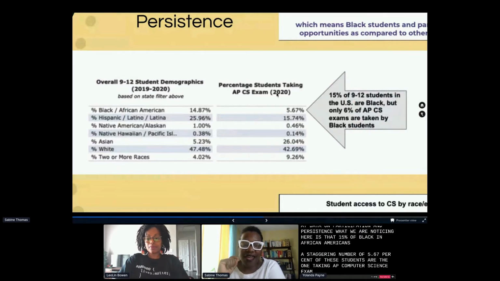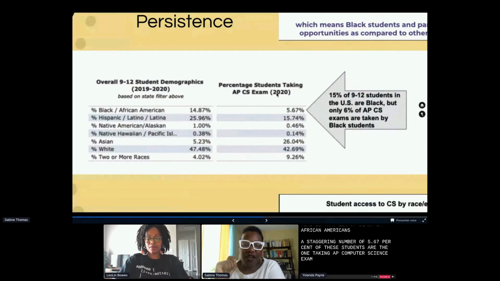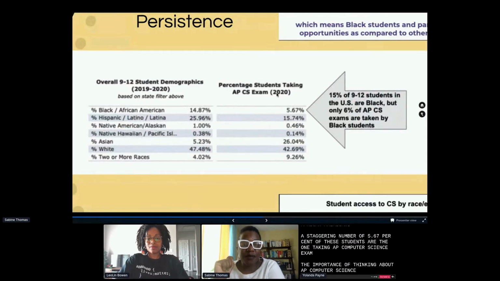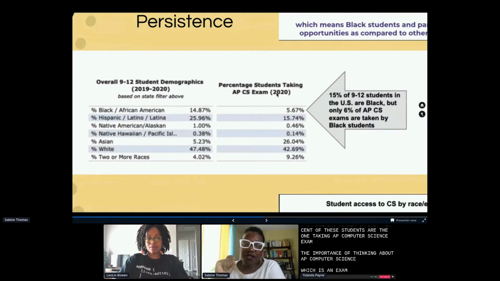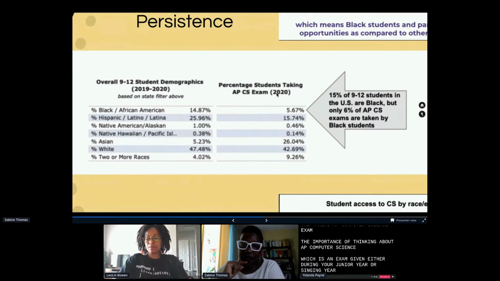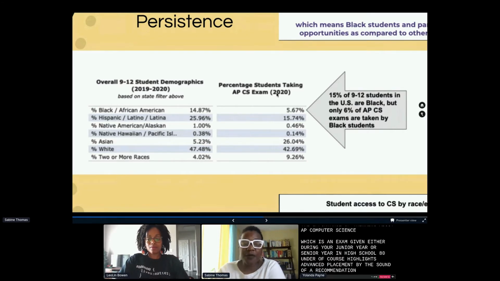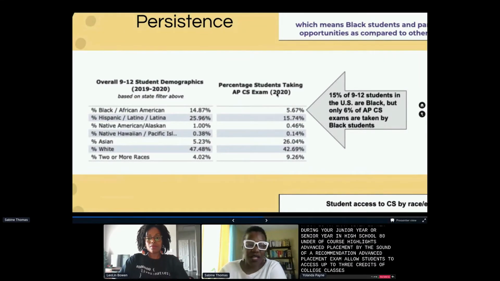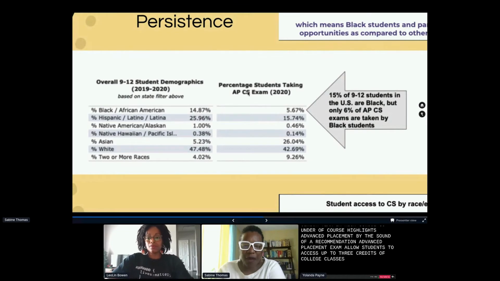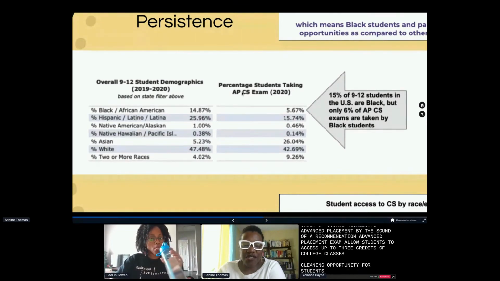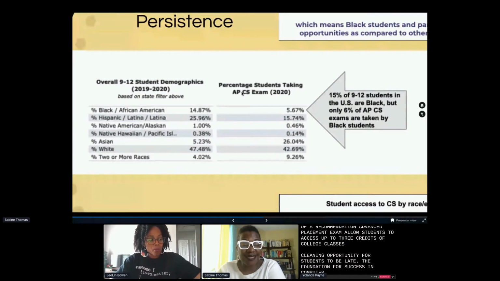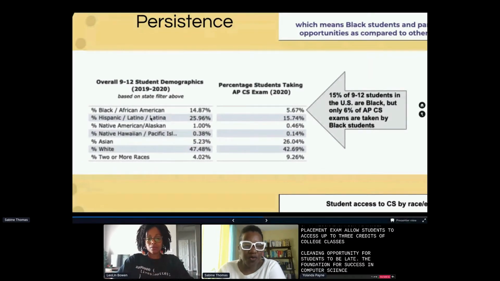I want to pause here and actually unfold very quickly the importance of thinking about AP Computer Science, the Advanced Placement Computer Science exam, which is an exam given either during junior year or senior year in high school. AP, of course, highlights advanced placement, so either some level of recommendation or self-placement into an advanced placement. And the exam allows students to access up to 3 credits of college classes once they graduate and are accepted into a college. So it's an incredibly defining opportunity for students. It really lays out the foundation for success in computer science, as well as access to college credits. So a great way for us to be able to measure impact.